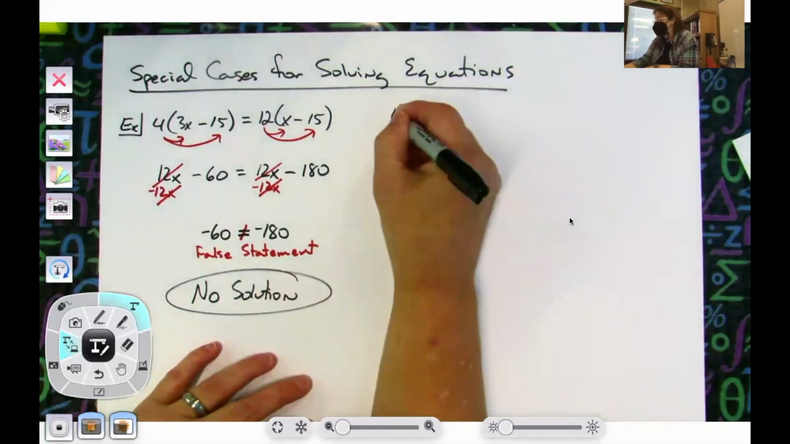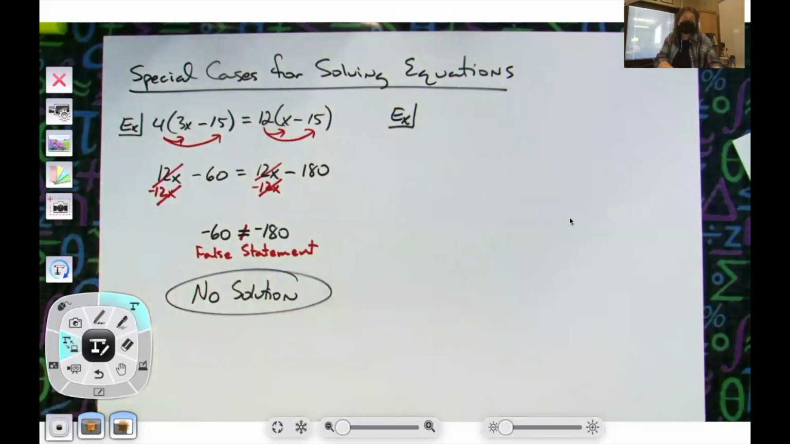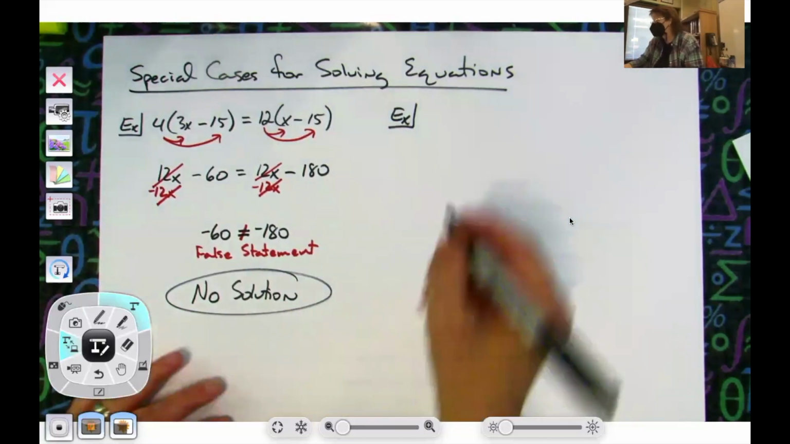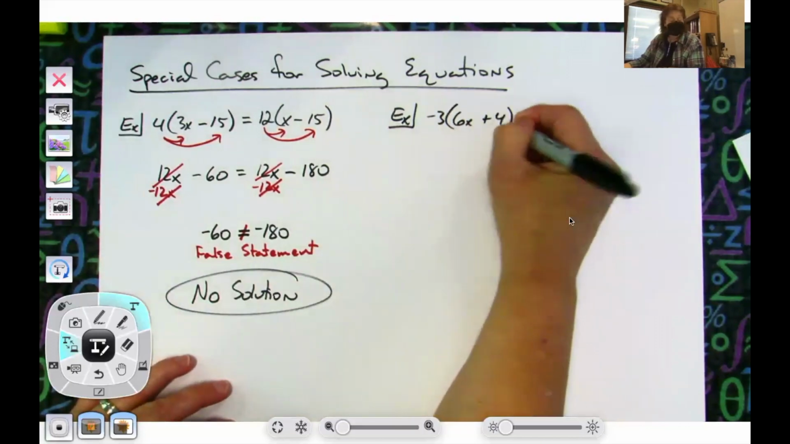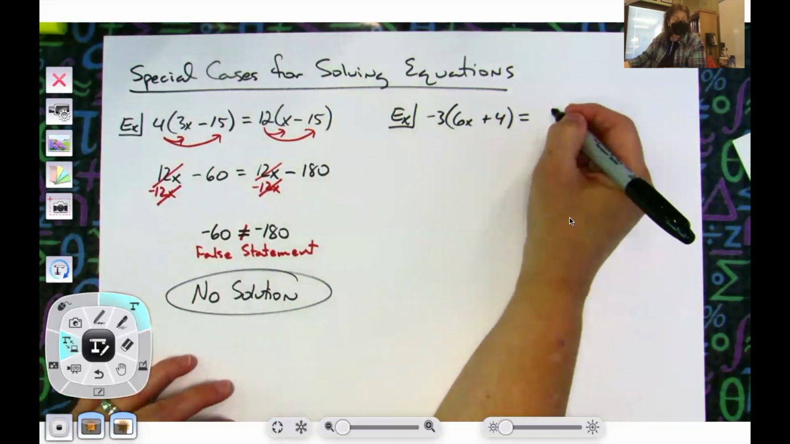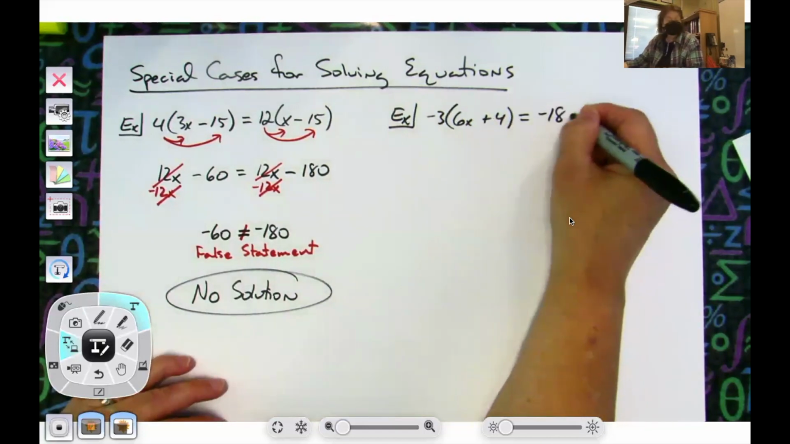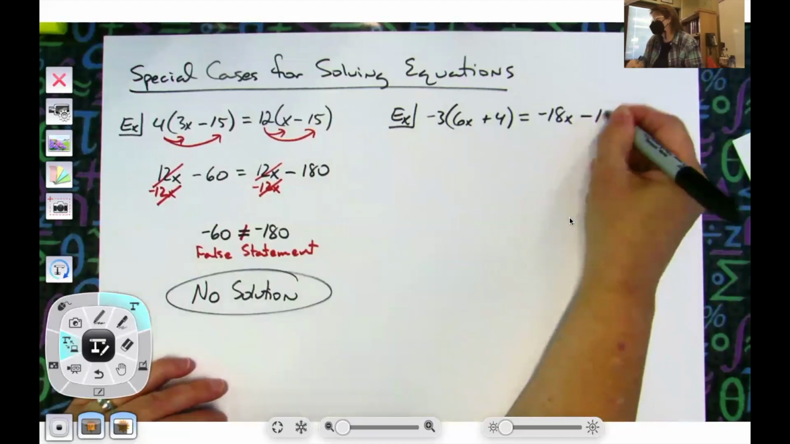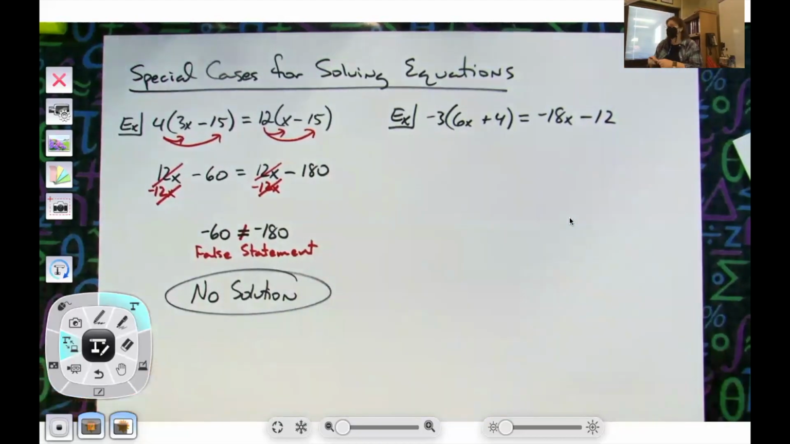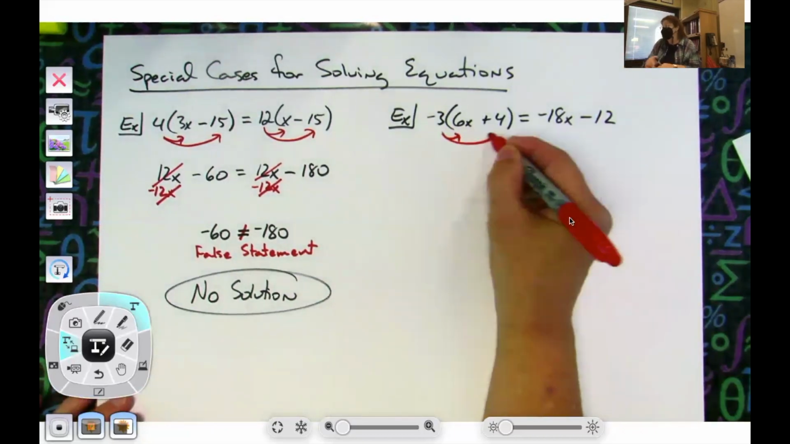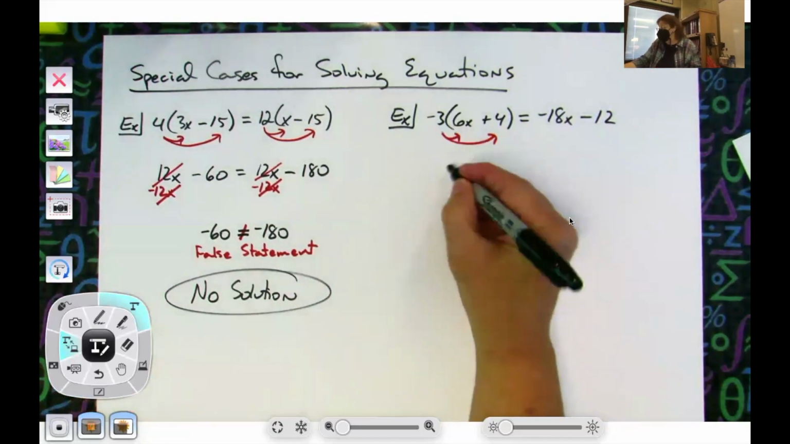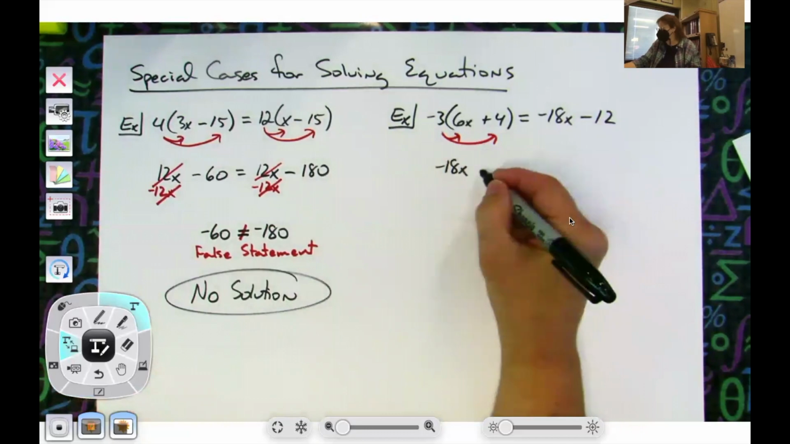All right, so let's do an example then of an identity. Let's see, this one I hope is an identity. Negative 3 times the quantity 6x plus 4 equals negative 18x minus 12. Again, if you're not thinking ahead or looking at what you've got going on, you may not catch it right away because you're just going to dive in and start working the problem like you always do. So you see that distributive property over here, and then you're going to distribute it. So that'd be negative 18x and then minus 12.